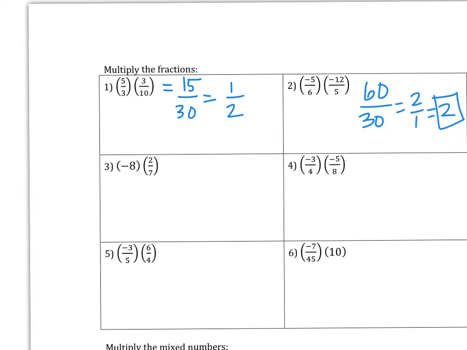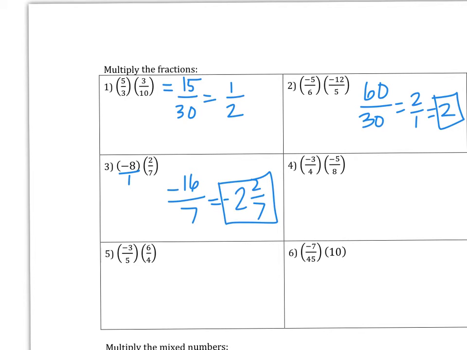Number 3, I'm going to turn that into a -8/1. -8 times 2 is a -16. 1 times 7 is 7. And that is the same as -2 and 2/7.